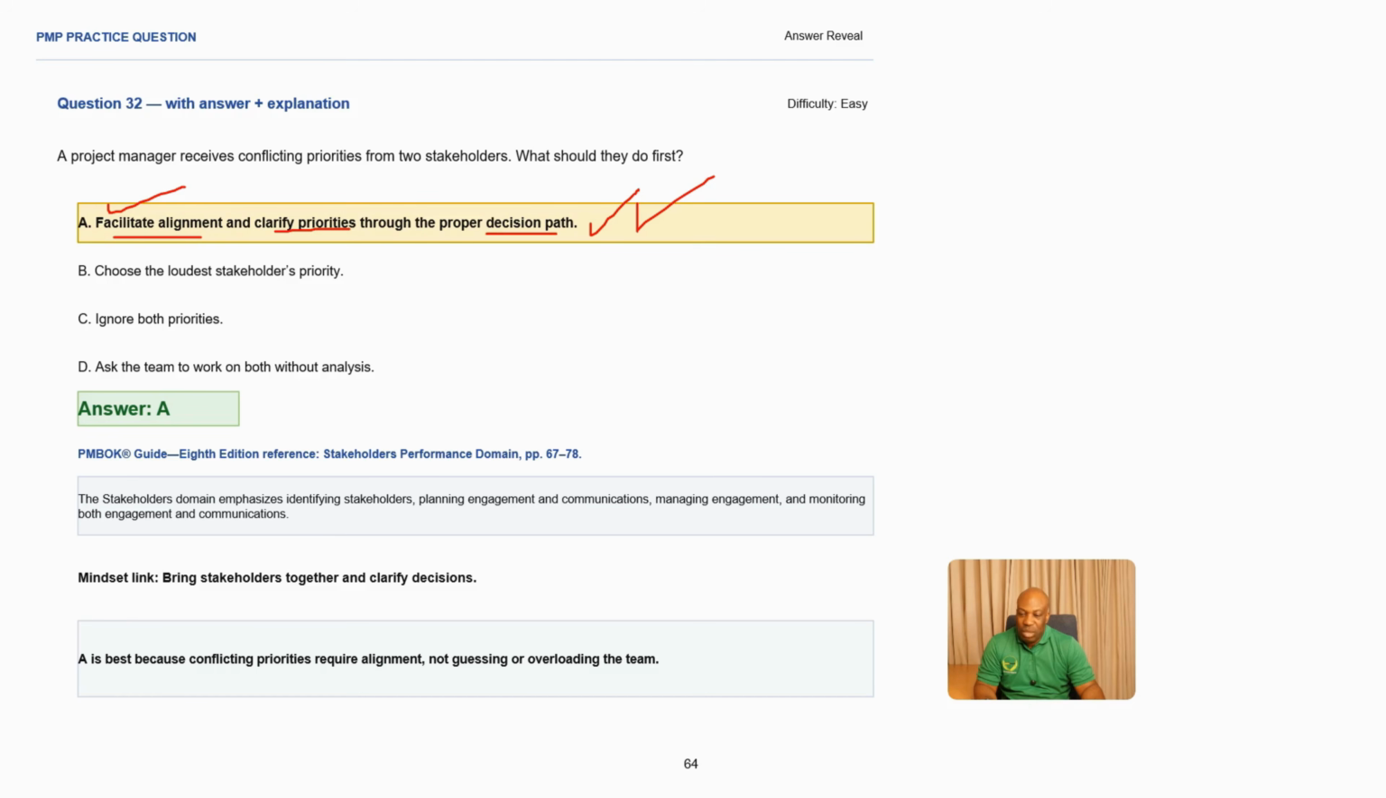And what is our reference to our PM book? Stakeholder performance domain, which is also on page 67. And what is the mindset that we have here? You need to bring stakeholders together and clarify decisions. So these are two stakeholders who are giving us competing or conflicting priorities. So the best is to bring these two together and have an alignment in terms of what needs to be done, making A the best answer, because conflicting priorities require alignment and not guesswork. You should not be guessing or overloading the team. All right, making A the best answer.